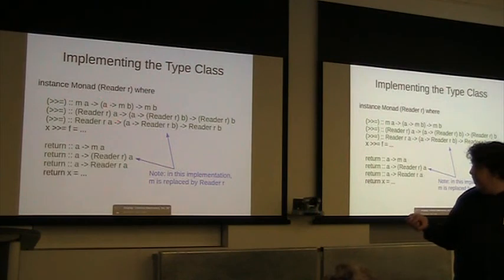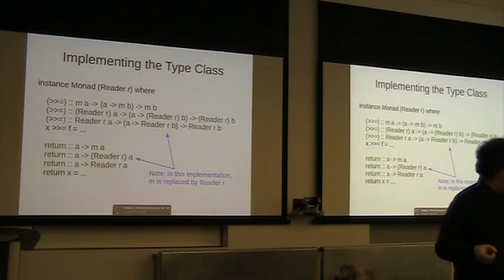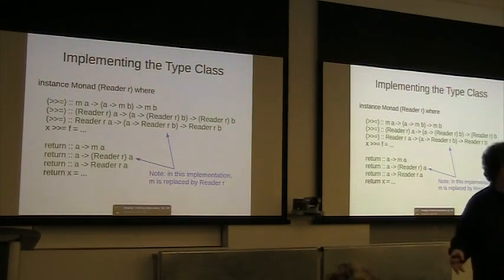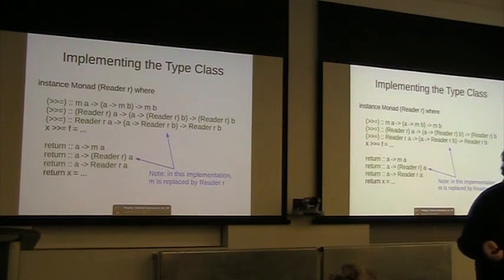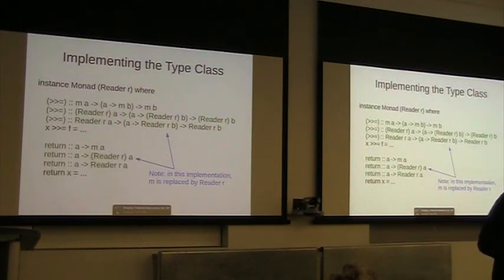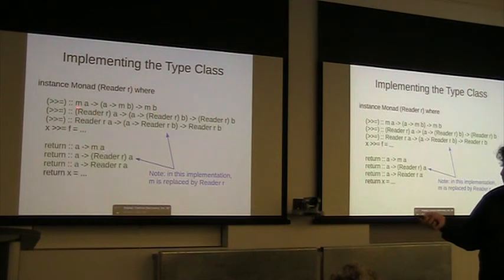And note that in this implementation, the top level type, we were talking about MAs and MBs. Here, M is going to be replaced by reader R. So for any type of reader we want, here is our reader R implementation. And note, again, these parentheses don't change the way things are parsed. I can write open parenthesis reader R, closed parenthesis A. Well, that's just the same as reader R A. I can ditch the parentheses and it doesn't change how things are interpreted. So I can just drop the unnecessary parentheses around reader R, and I get back exactly the same type signature we had before.